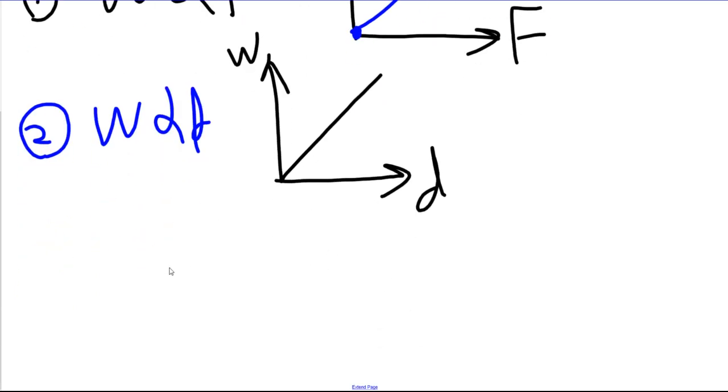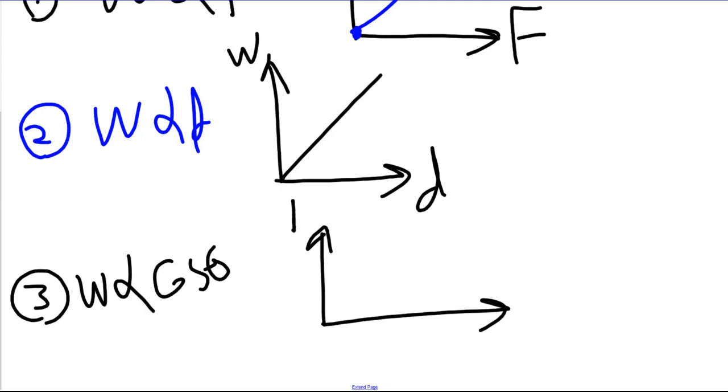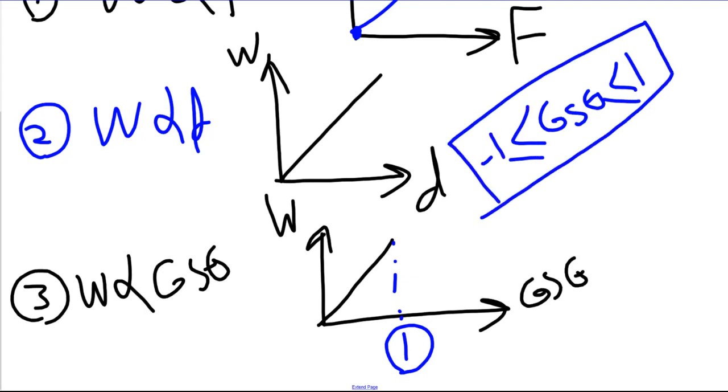The third point is the cosine of the angle between force and displacement. If you want to represent that graphically, it's going to be work and cosine theta. It's going to be like that. And remember, the maximum value for cosine is 1. Cosine theta is less than or equal to 1 and greater than or equal to negative 1. We can't exceed 1 for cosine theta. It's a mathematical error.